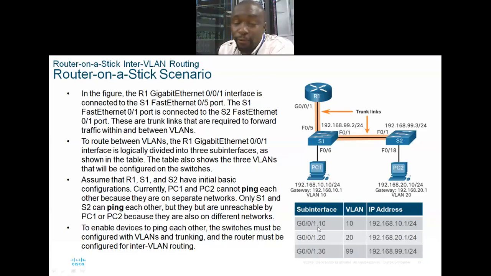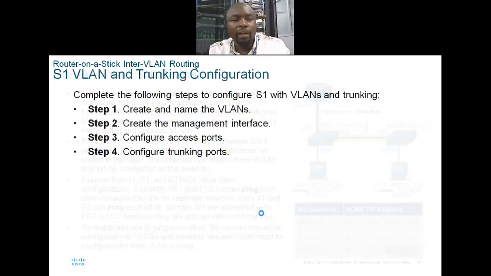G0/0/1.10, that's for sub-interface 10. 1.20 for sub-interface 20. 1.30 for interface VLAN 99. So you can create as many sub-interfaces as you would want. So how do you do that?